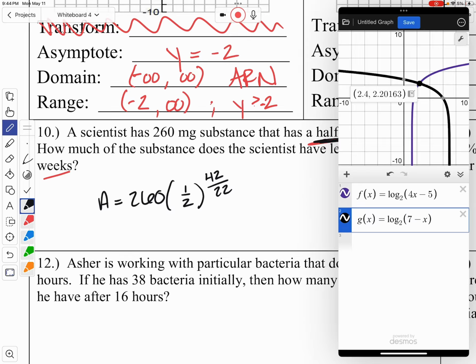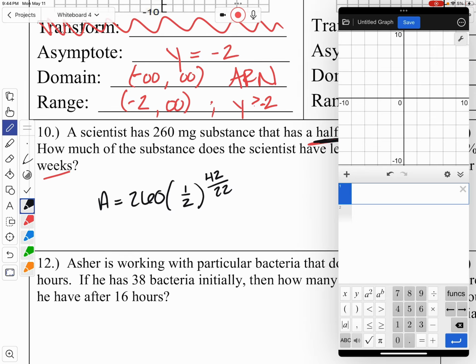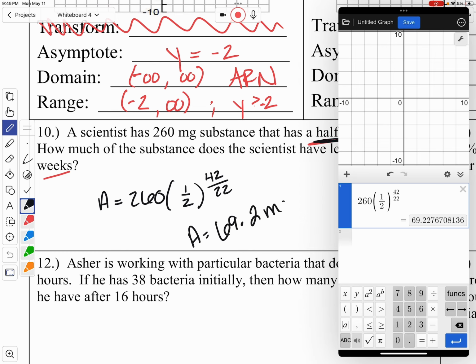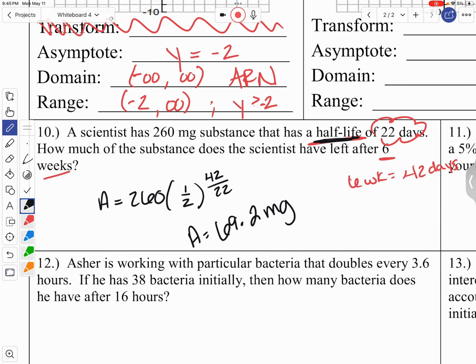Okay, pop that sucker right in Desmos. We are not doing anything fancy. 260, it is being cut in half. We are going to look at it for a total of 42 days, but it gets cut in half every 22 days. So after 6 weeks, there's only 69.2 milligrams of whatever substance the scientists decided that they were going to study.